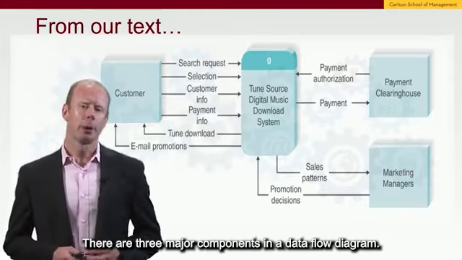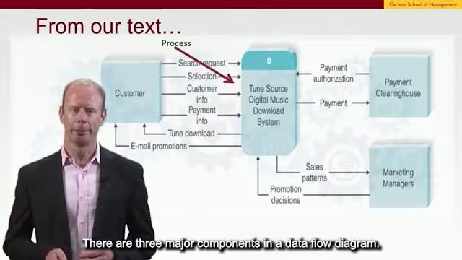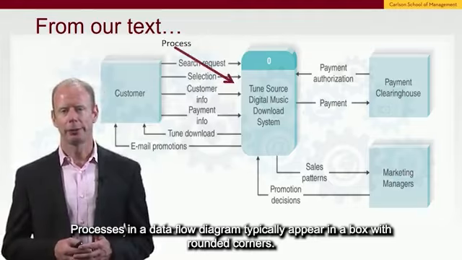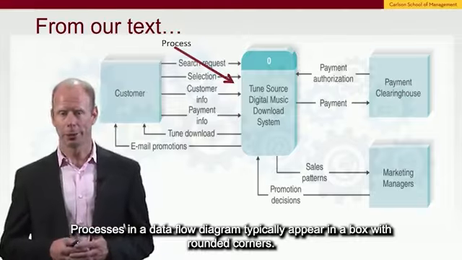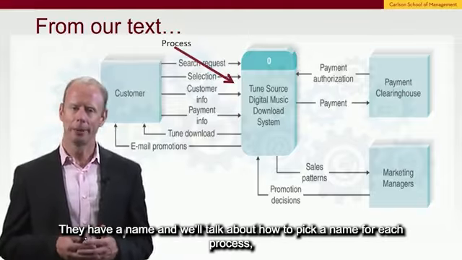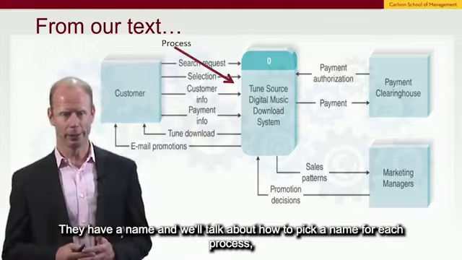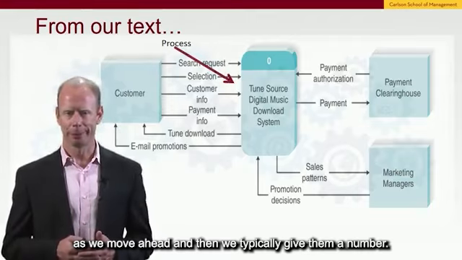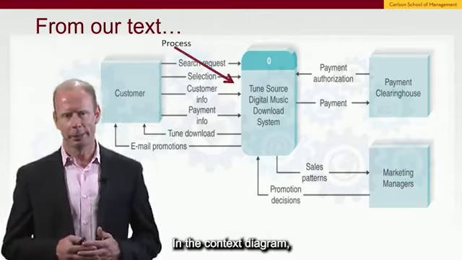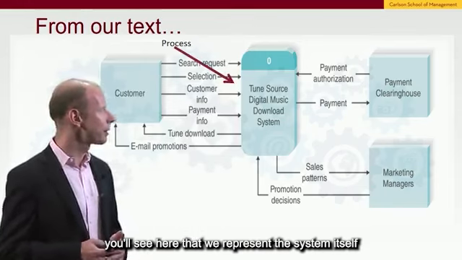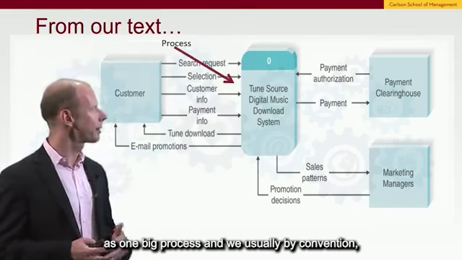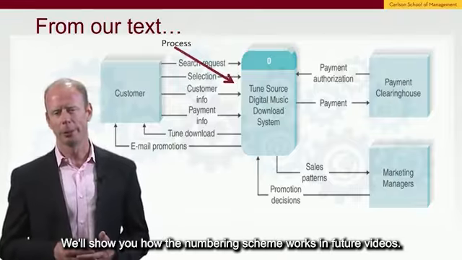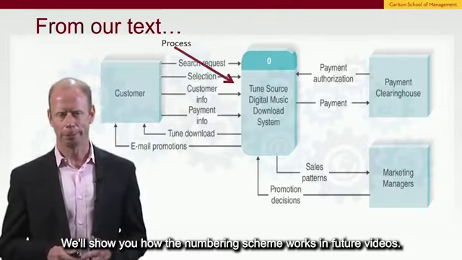There are three major components in a data flow diagram. We start with a process. Processes in a data flow diagram typically appear in a box with rounded corners. They have a name, and we'll talk about how to pick a name for each process as we move ahead. And then we typically give them a number. In the context diagram, you'll see here that we represent the system itself as one big process, and we usually, by convention, give it the number 0. I'll show you how the numbering scheme works in future videos.